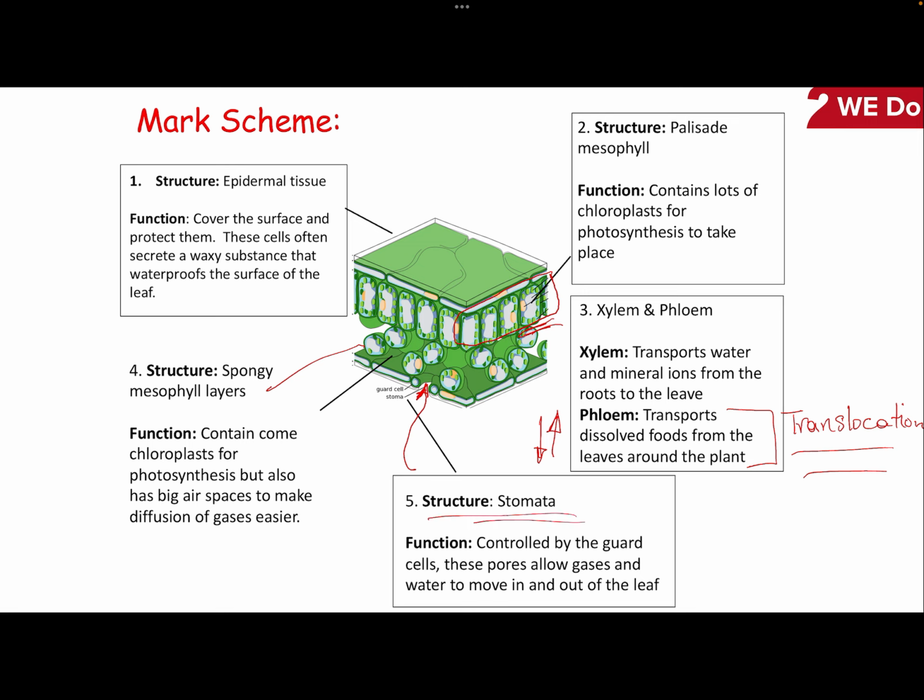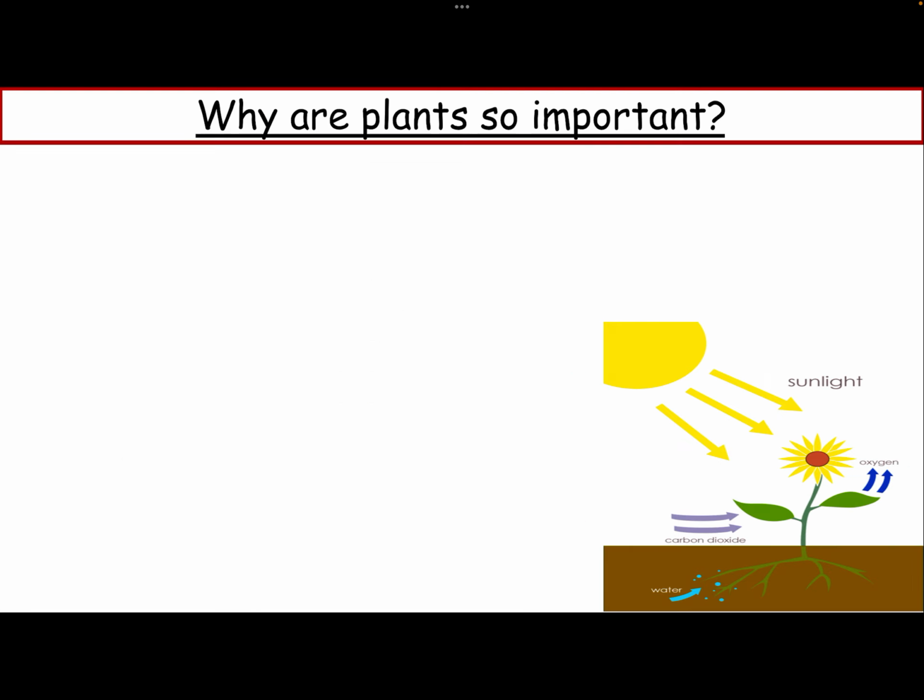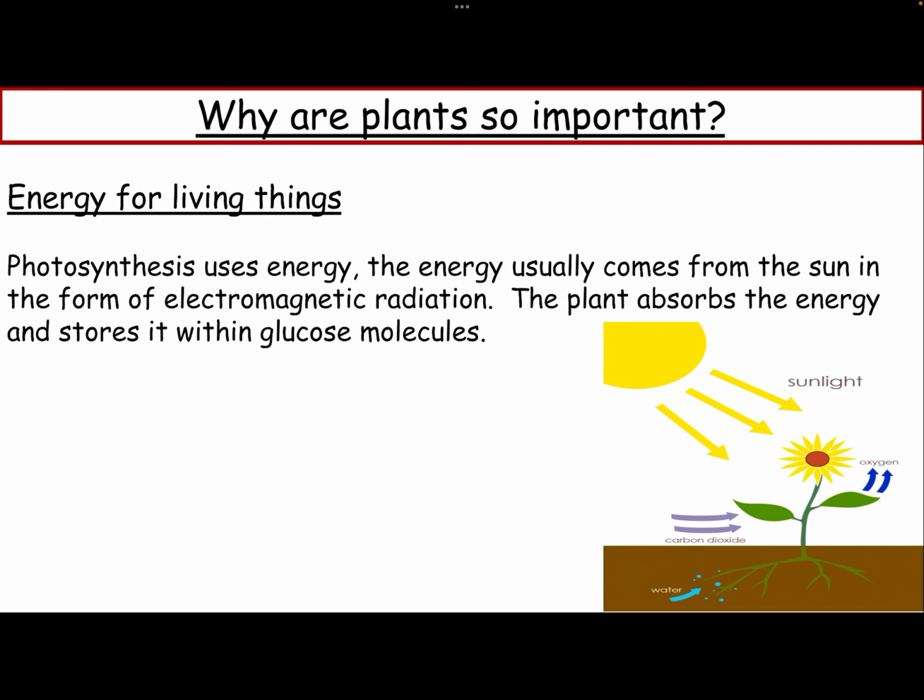And the stomata, yes, its job is to allow for gases to enter and leave the leaf, right? But it's not open all the time. It is controlled by the guard cells. So these are the guard cells here. And there are various conditions that can affect the opening and closing of the stomata, which I will cover in the next video.